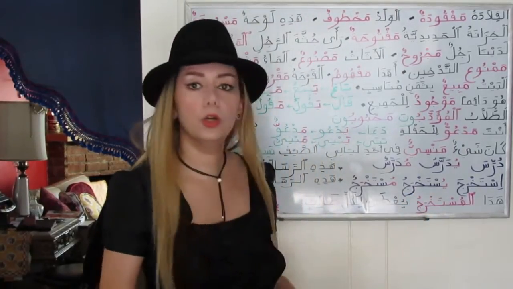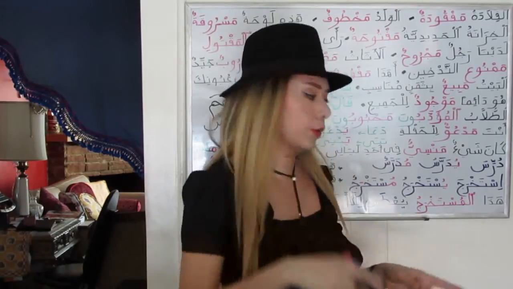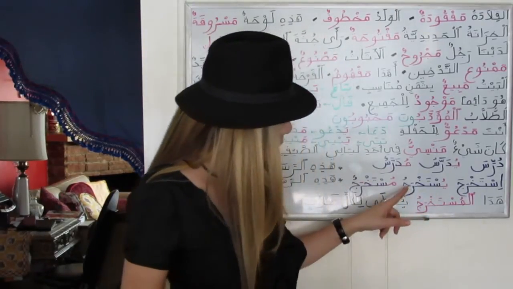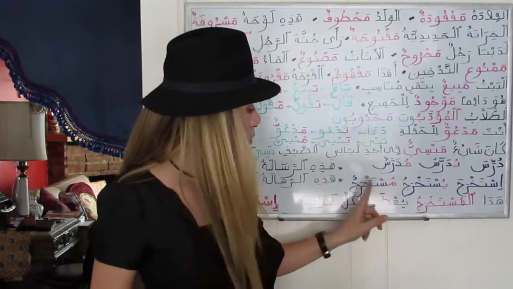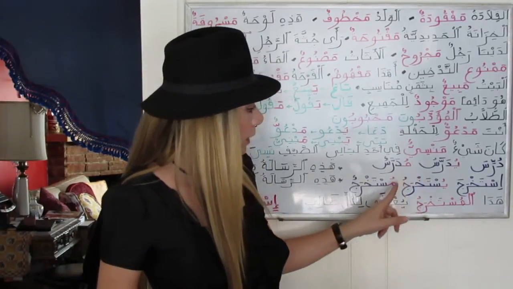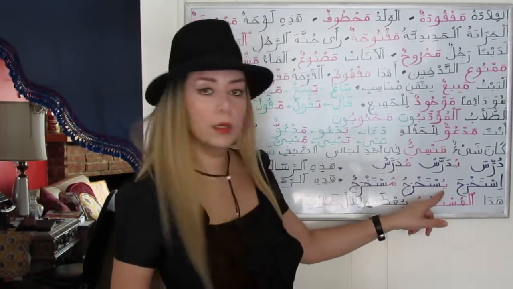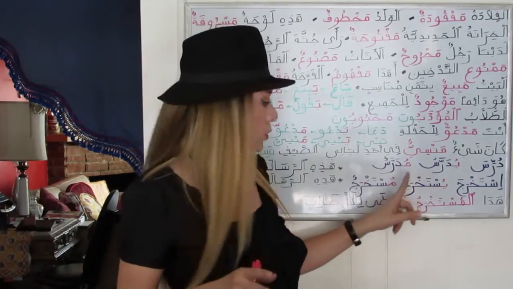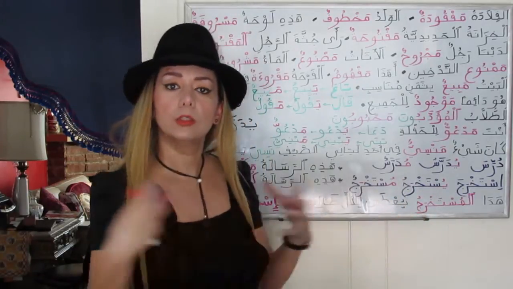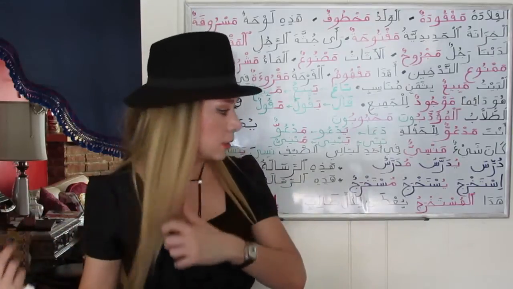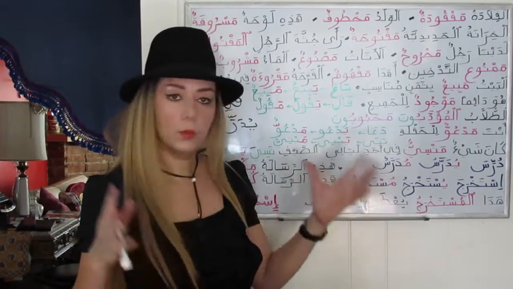يستخرج is its present tense conjugation, passive voice. يستخرج. See here the fatha. So what do we do? We keep everything as is and we just substitute the u, the prefix u, with mu. مستخرج, derived or extracted or whatever.